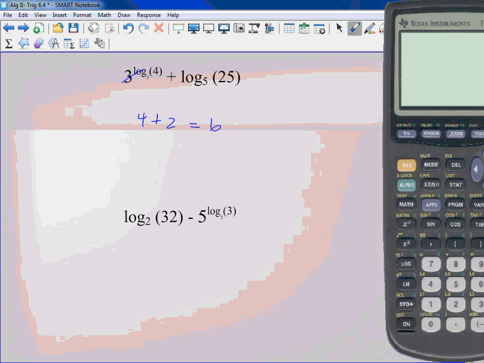Log base 2 of 32? Let's see, 2, 4, 8, 16, 32, 5. Minus 5 to the log base 5 of 3. That's gone. I'm left with 3, which is 2.